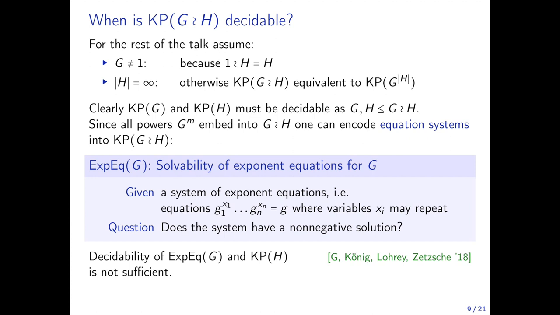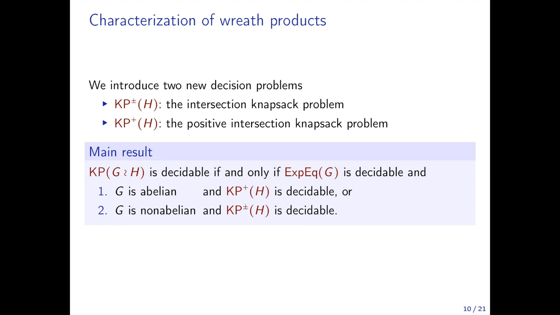So it turns out that we actually also need to define a stronger variant of knapsack on H. And this is the contribution of this paper. We introduced two new decision problems called the intersection knapsack problem and the positive intersection knapsack problem. And we denote these by KP plus-minus and KP plus. And we show that these problems characterize when knapsack is decidable over a wreath product, namely as follows. The knapsack problem over G wreath H is decidable if and only if exponent equations over G are solvable. And then we have to make a case distinction whether G is abelian or not. So if G is abelian, then the positive intersection knapsack problem over H must be decidable. And if G is non-abelian, then the intersection knapsack problem is decidable.